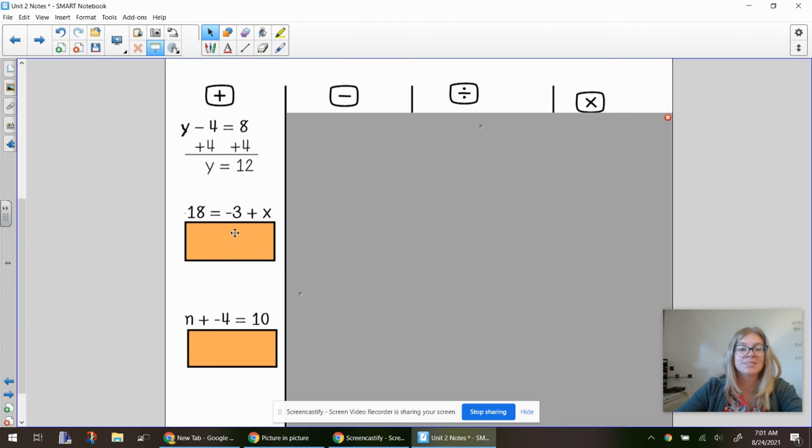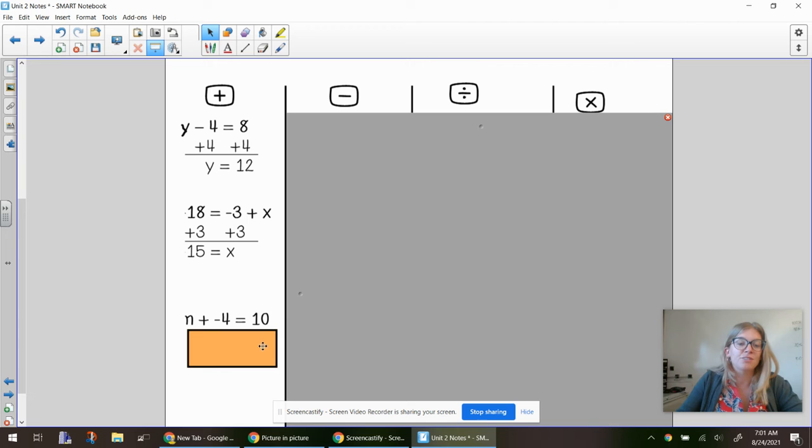Then I have 18 equals negative 3 plus x. Negative 3 is the same as minus 3, so it's subtraction. I'm going to add on both sides, so we're going to add 3 on both sides. 18 plus 3 is 21. Negative 3 plus 3 is 0, so that adds to 0. We have 15 equals x.